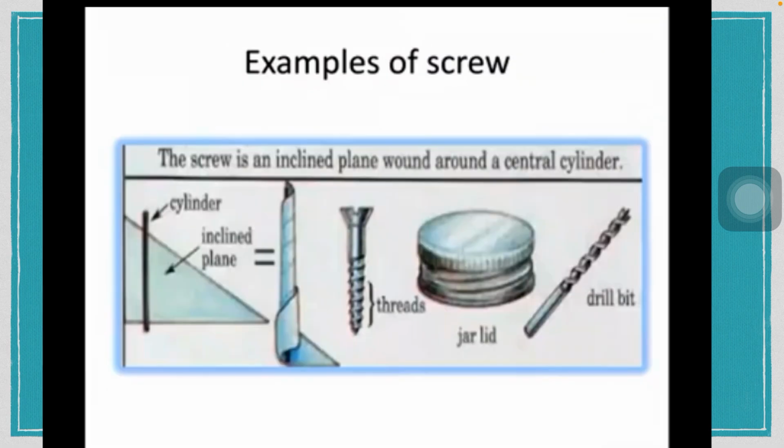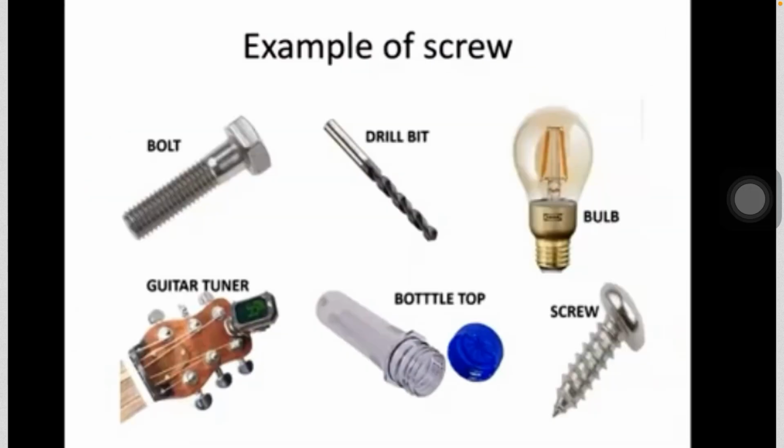Examples of screw. The screw is an inclined plane wound around a central cylinder. This is the cylinder, this is the inclined plane, this is the screw thread. Jar lid, drill bit, bolt, bulb, bottle top, screw, guitar tuner.